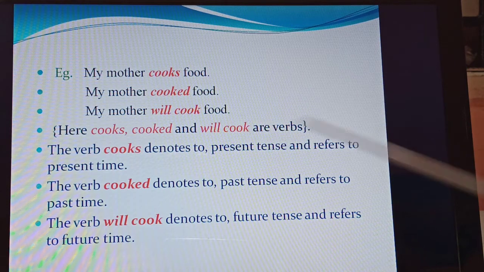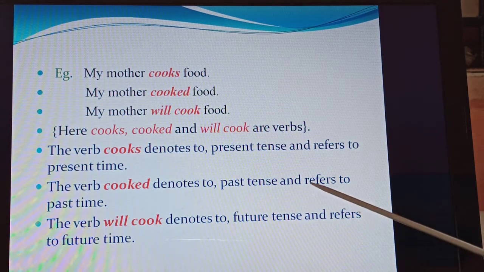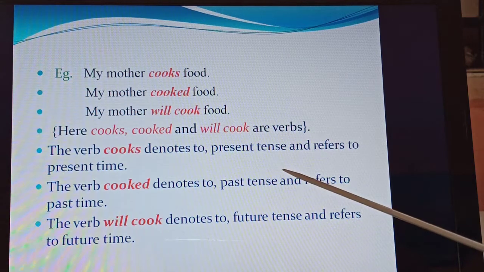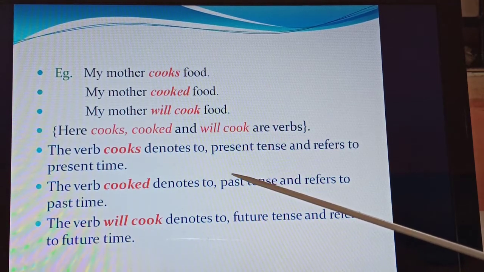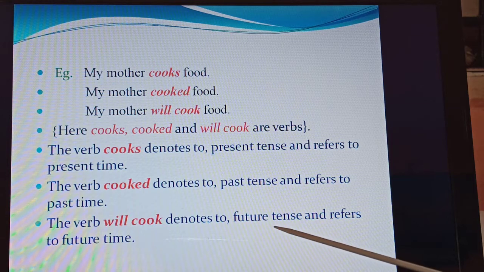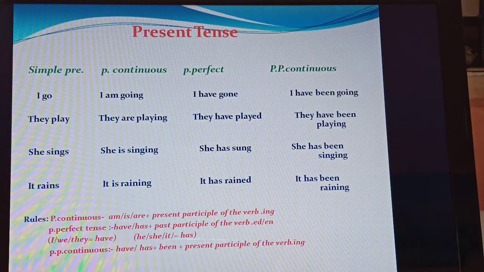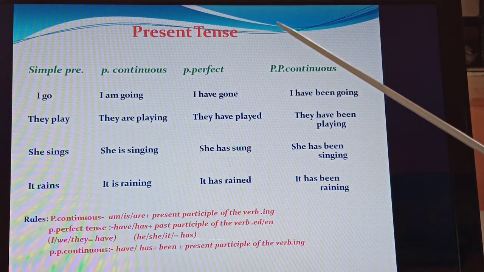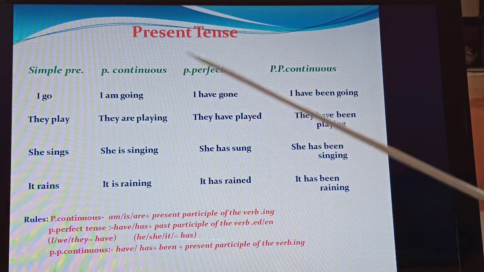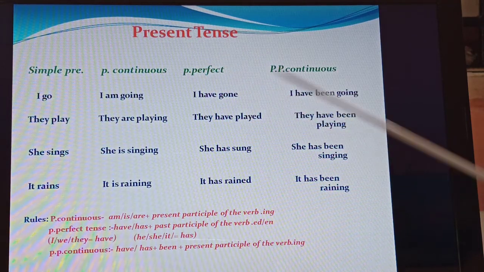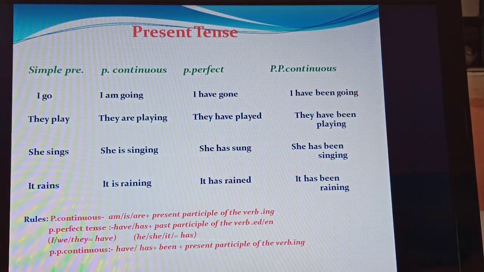The second, cooked, it denotes to past tense and refers to past time, already over. This action of cooking is over. And the third, will cook, it denotes to future tense and it refers to future time. And so three tenses we shall deal with in detail. Present tense, you see here. Each tense is further divided into four parts. We will understand first with the present tense: simple present, present continuous, present perfect and present perfect continuous.